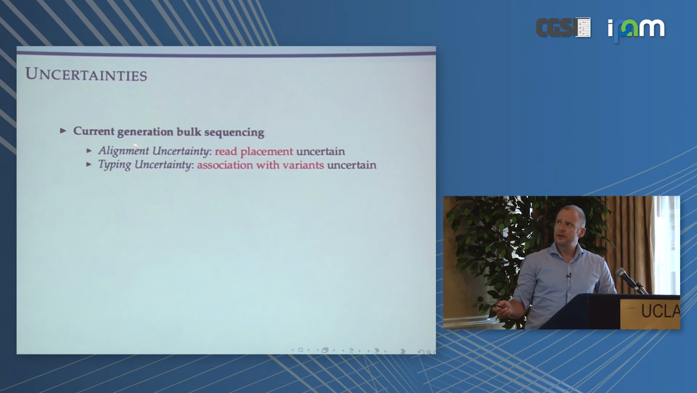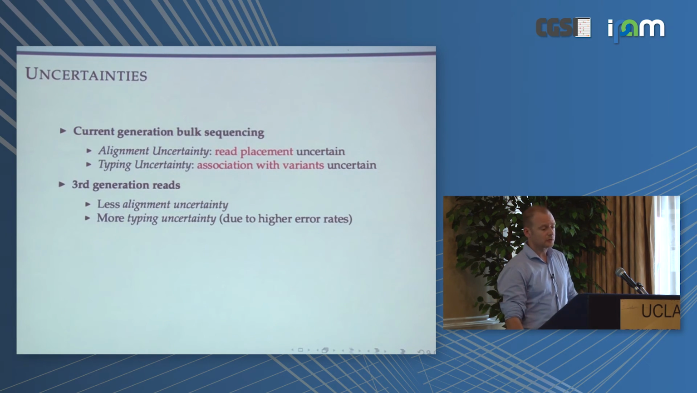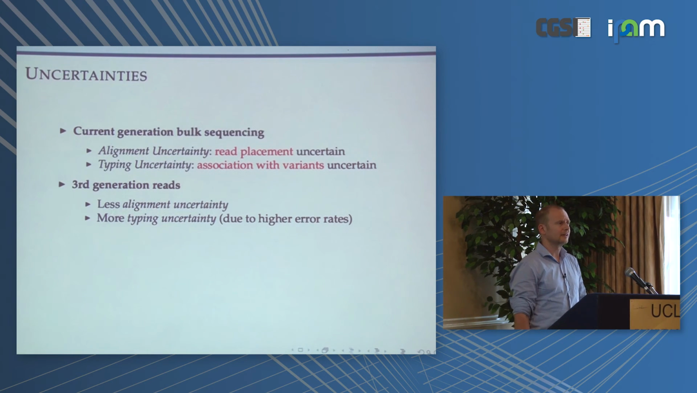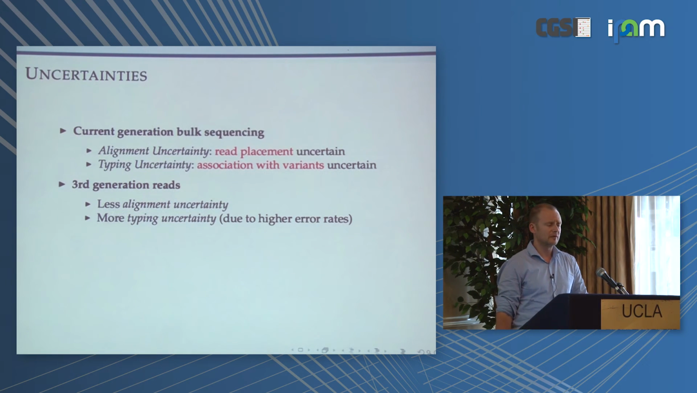In current generation bulk sequencing, you have alignment uncertainty, which was what I was talking about today so far. You have read placement uncertainty, and you have uncertainty about the association with the variant. With third generation reads, many people think we get rid of a lot of problems. Yes, alignment uncertainty will decrease. However, typing uncertainty will possibly even increase because of the higher error rate.